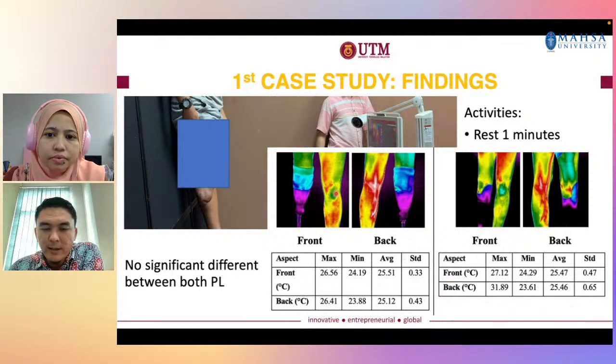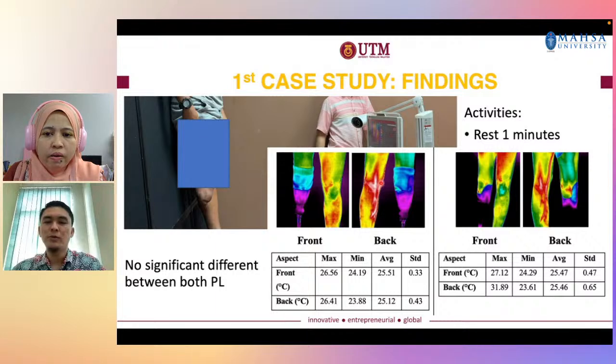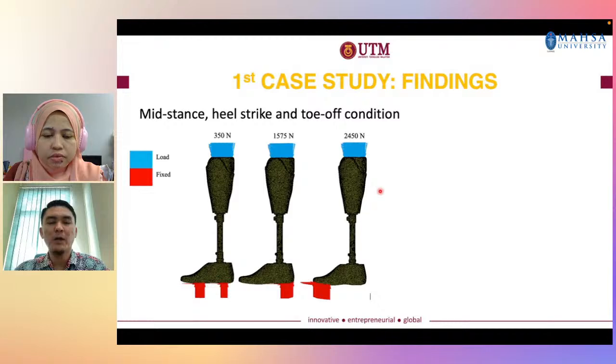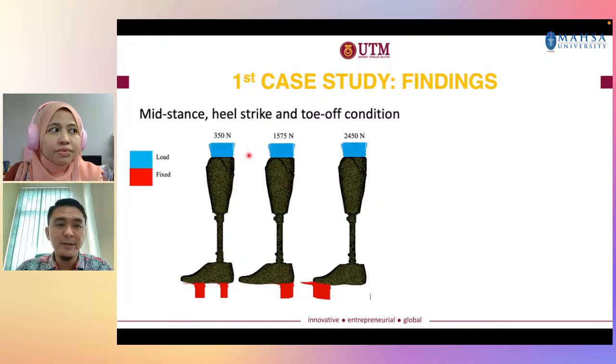If you can see here, there are some plots. The red is showing higher temperature than the other regions. The higher temperature can normally be seen at the region of the joint, because the joint has more movement compared to other regions. There are some muscles here to support and also to give some pressure for the activities. And then there are other findings from our simulation. We simulated the socket design using finite element analysis in different phases.